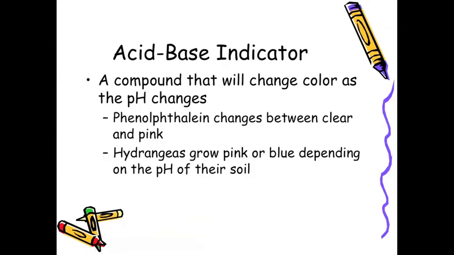So once we have these acidic and basic solutions, we need a way to tell the difference between them. This comes in the form of what's known as an indicator. An indicator will change color as the pH changes. The most common one is known as phenolphthalein. It's a long word, a lot of letters there. That is pronounced phenolphthalein. This changes between clear and pink as the pH changes.